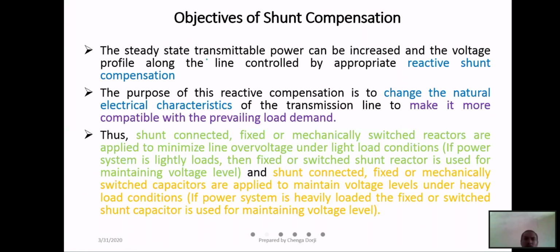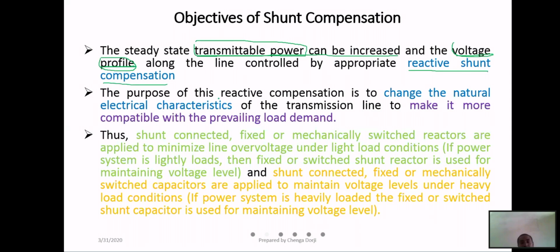So the main objectives are, one, the power transfer capability can be increased, and another is to improve the voltage profile, meaning there won't be voltage sag nor voltage swell. The objective is to increase the transmittable power and to control the voltage profile of a line. How is it done? It is done by using reactive shunt compensation.